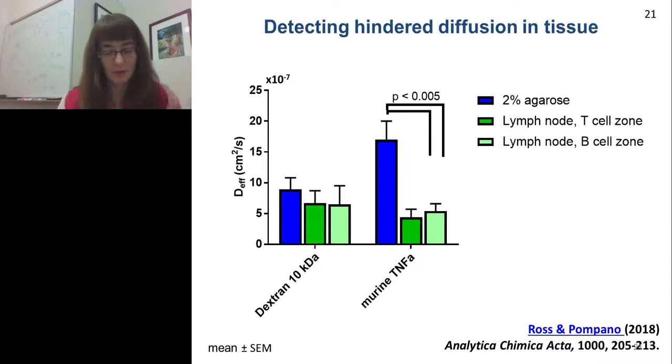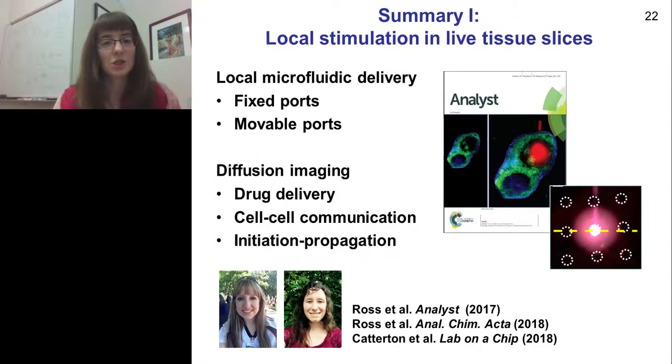And we were able to see that indeed in the tissue versus an inert gel, we do get slowing down of the transport of these molecules, presumably due to binding, which is what you would expect. Whereas an inert molecule like dextran, shown on the left, travels with the same diffusion coefficient through all of these materials.